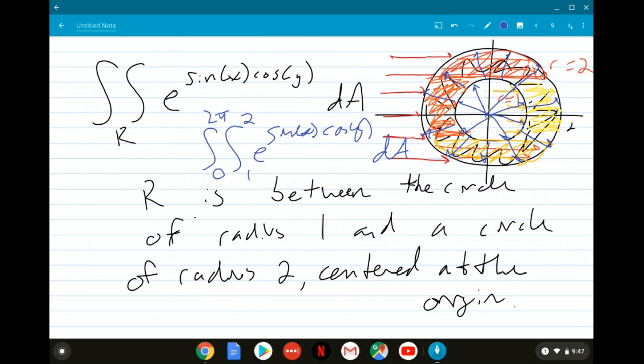So start by drawing the region. Figure out which variable you integrate with respect to first, talking about what do you enter, what do you exit. Set up the bounds. Do the integral, and you've got it.